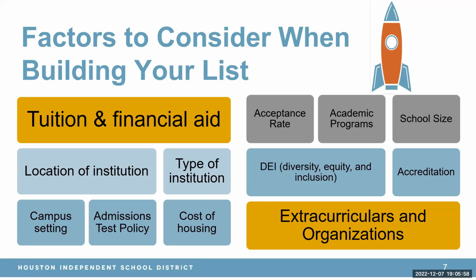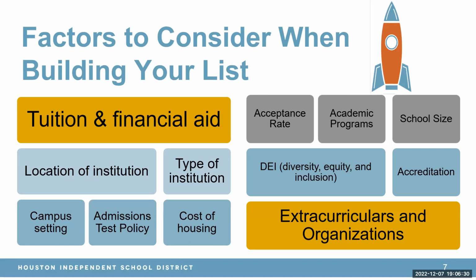Students should also consider where the institution is located. If you're someone who does not like the snow, maybe staying in the southern region or the West Coast is the best fit for you. Also the type of institution: we have public, we have private. Also the setting: is it in a residential area? Is it in a rural area? Also, are these colleges considering my SAT scores? What is their testing policy? Do I need to submit them or not? Also, how much is housing going to cost, especially if you're going out of state? That can be expensive.